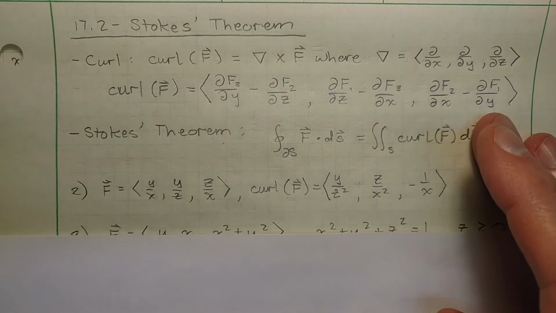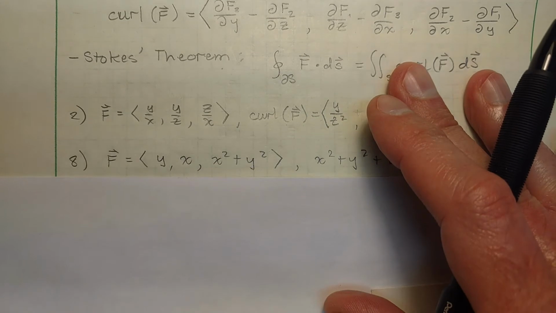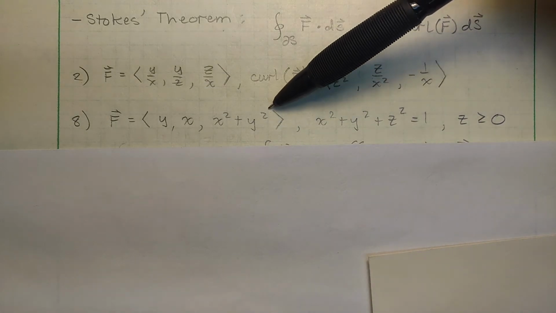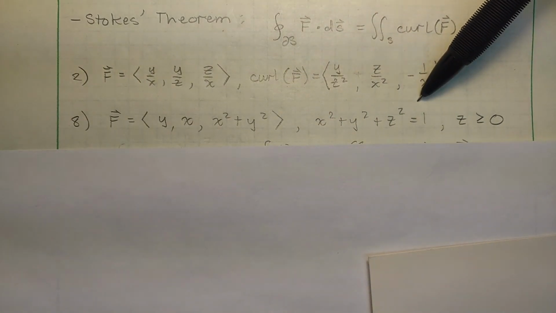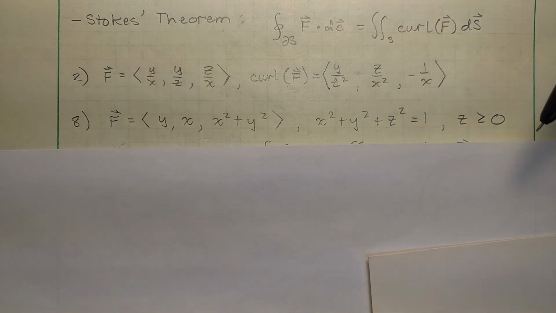Now for the ones that'll be a little bit worse. Number 8. So number 8, what it wants us to do is basically verify Stokes' theorem. So what it wants us to do is calculate this line integral here and calculate using this, and verify that you get the same answer with both. So here's our vector field. Here's our surface. And we know it's where z is greater than 0. So we basically have the upper hemisphere here of this unit sphere is what we've got.